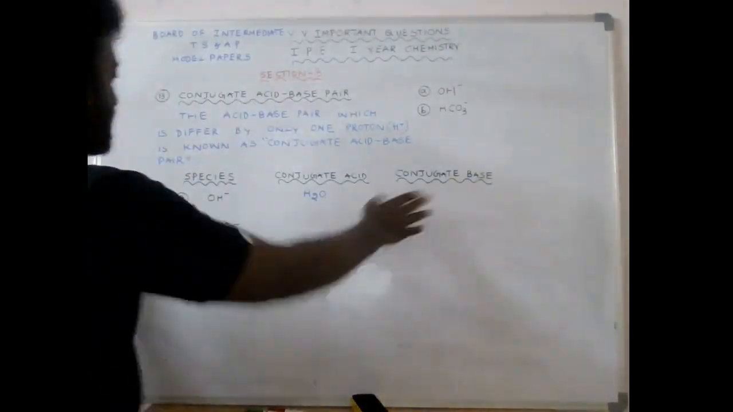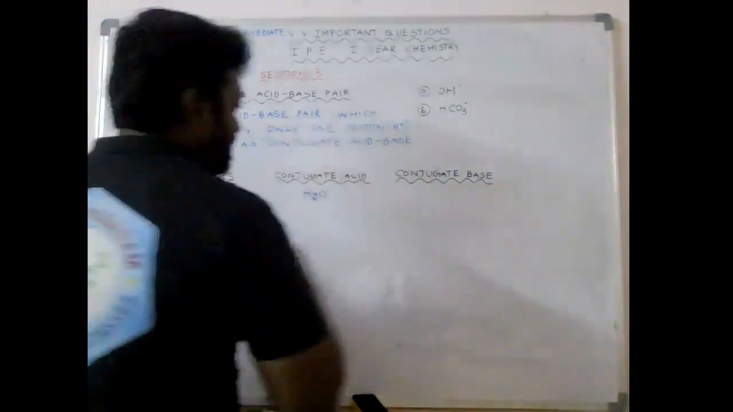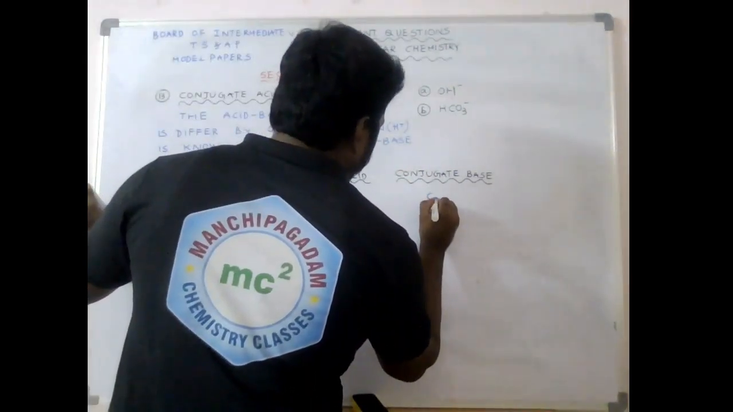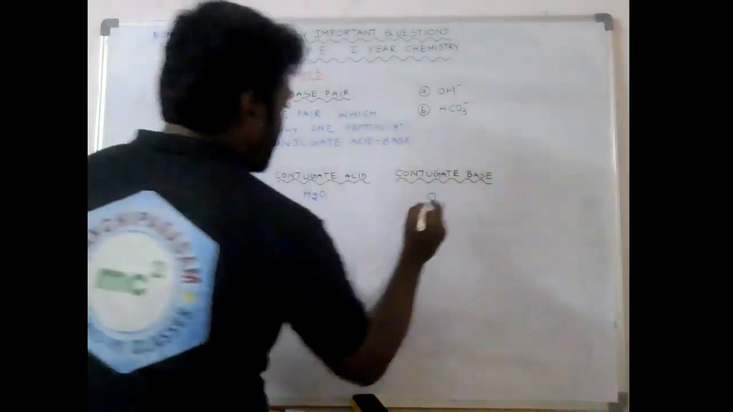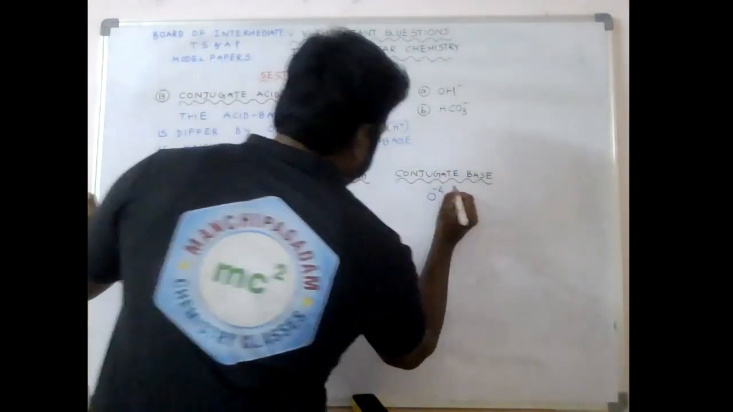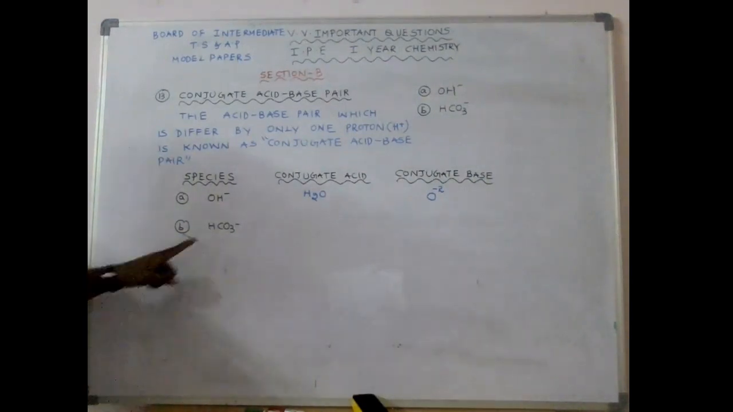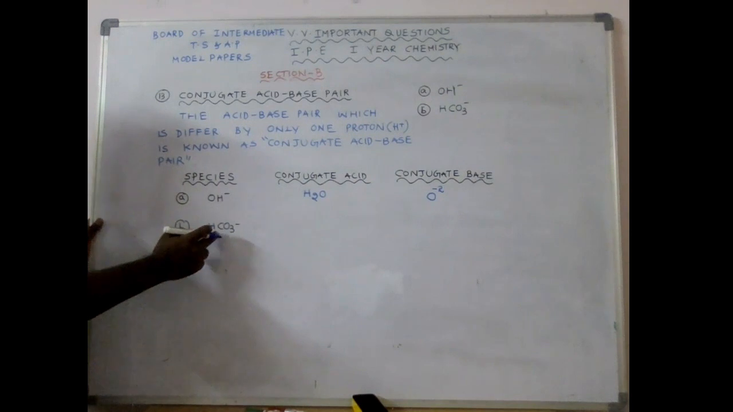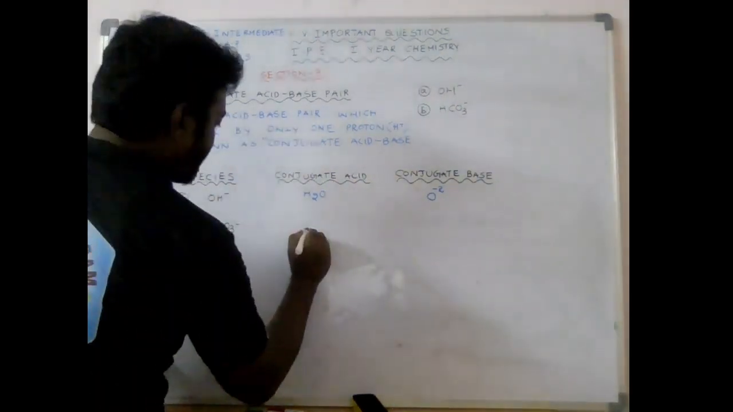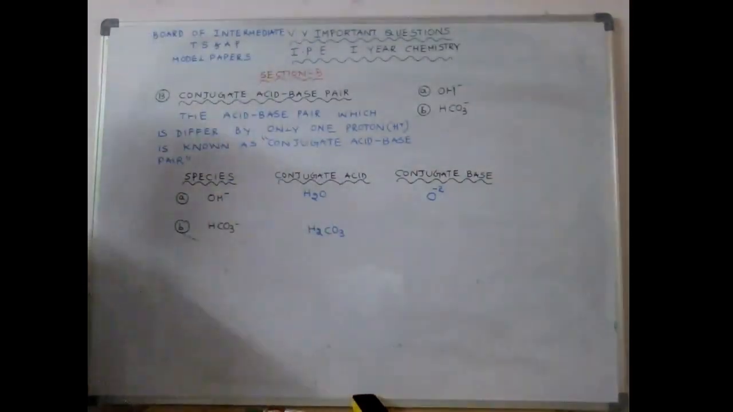So for the conjugate base, from this we have to remove this H plus. Then it will become O. Already 1 minus is there, and since we are removing H plus, 1 more minus will come. O minus 2. This is the conjugate base. Now for HCO3 minus, the conjugate acid means we have to add H plus. HCO3 minus will become H2CO3. Correct?